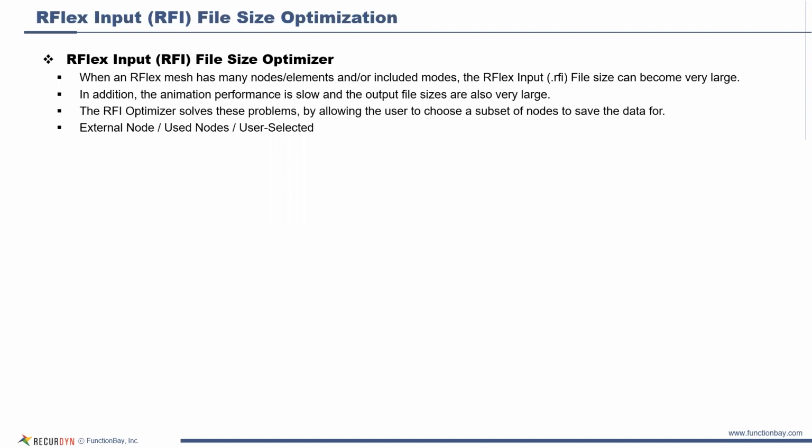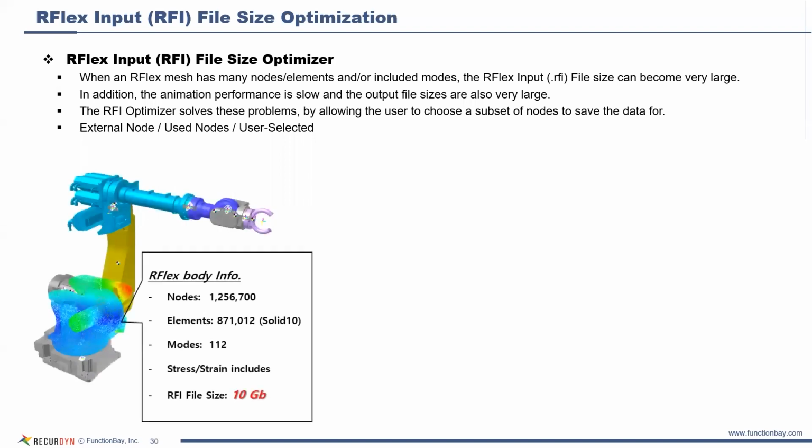So the R5 file optimizer solves these problems by allowing the user to choose a subset of nodes to save and retain the data for. Some of the options they can choose from are to only save data for the external nodes, or the nodes that are used for joints and forces, or they can also make their own custom selection of nodes to save the data for.